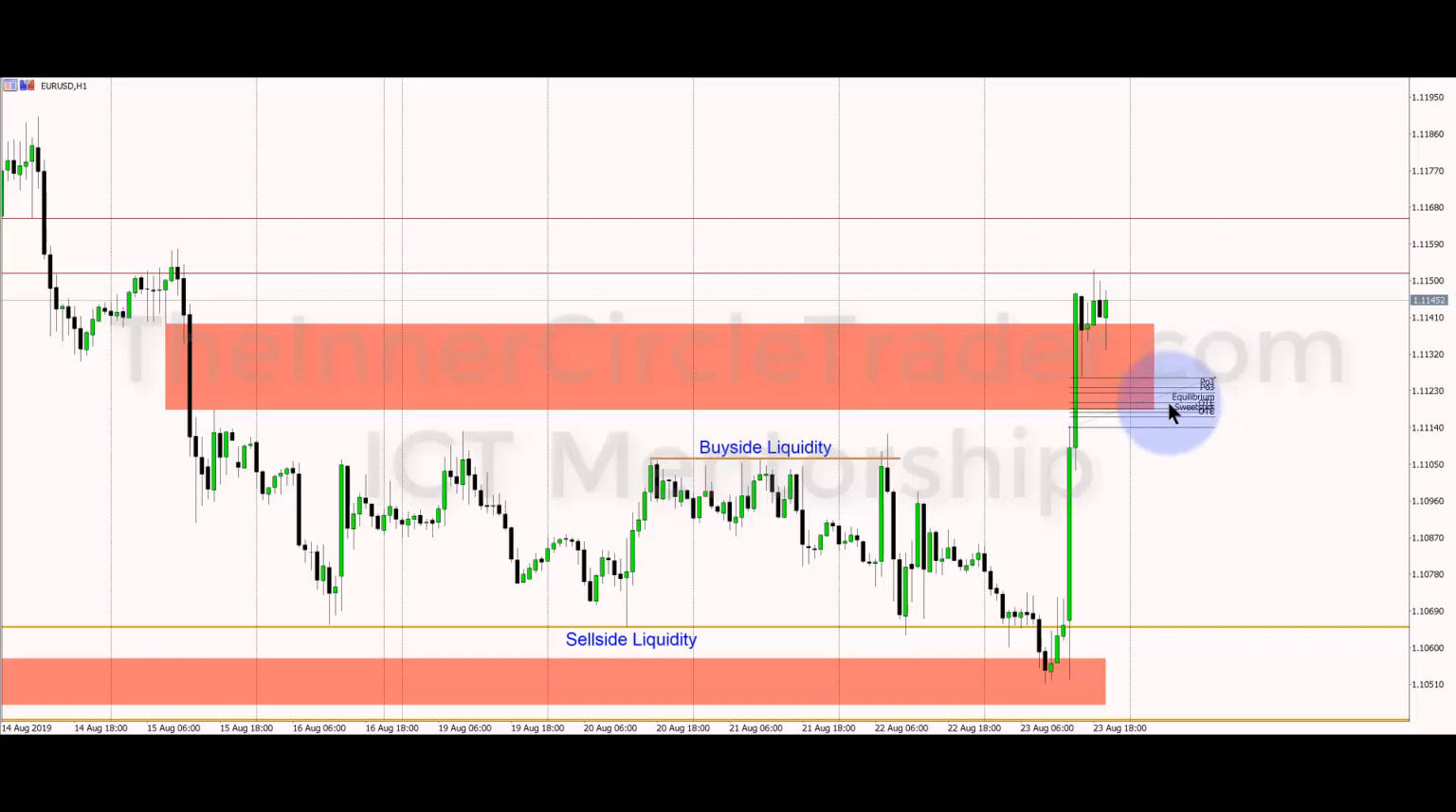Okay, so equilibrium is right here. So we could see it come back down to consequent encroachment of that fair value gap here. I don't think it needs to come back down below anything here. This is kind of rebalanced, really nice. It's efficient. Both sides have been passed through, and it's above inside this liquidity pool. So there's really no necessity for it to come back down into here.